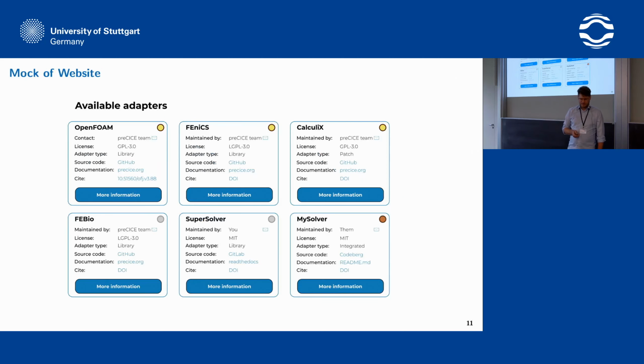And then the idea would be to have something like this on the website. So this is now for adapters. For application cases, it would be pretty similar. So we would have such cards on the website where we have different adapters. You would see here what quality level they have, and there would be a lot of meta information. So maybe this is your solver. So who maintains it? What kind of license does it have? What kind of adapter type?